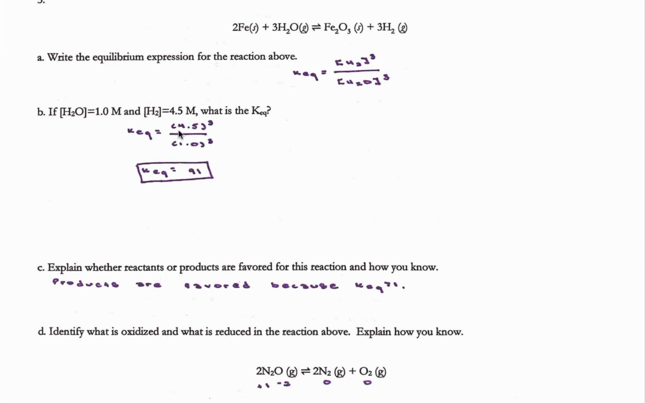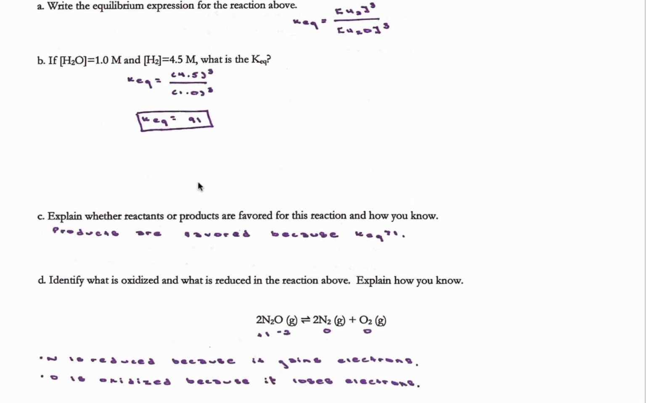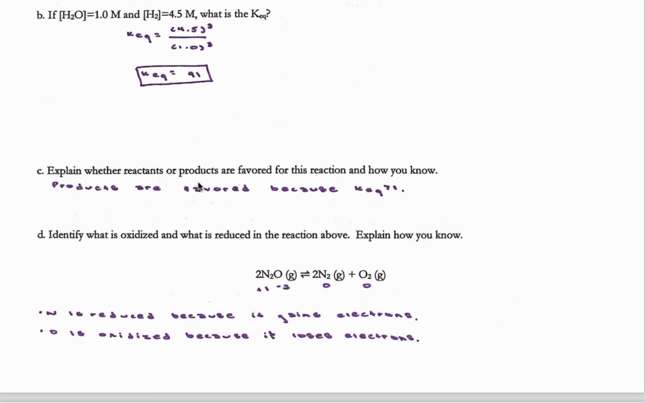Okay? For B, it simply wanted me to plug in values and solve, so I got 91, rounding to 2 sig figs. Okay? For C, it wants to know what's being favored. Well, the products are favored since my Keq is larger than 1. And then finally for D, it says identify what's being oxidized and what's being reduced.